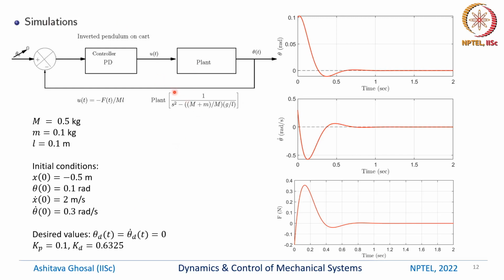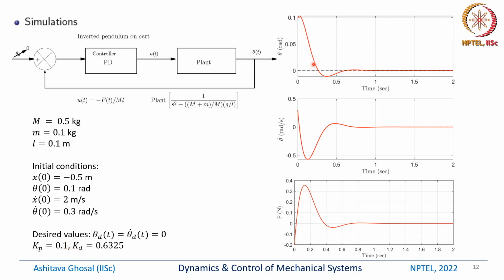So we were not using root locus or some other way of using the inverse Laplace transform. We directly solve the differential equations, because then we can take into account all these initial conditions. The desired value theta d is 0, theta d dot is 0, and we have chosen by trial and error Kp is 0.1 and Kd is 0.6325.